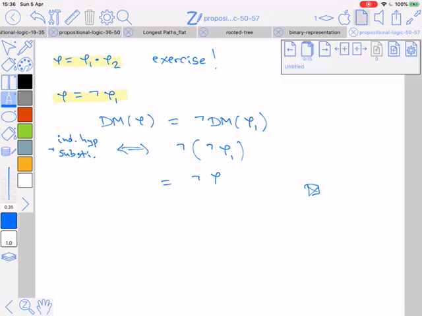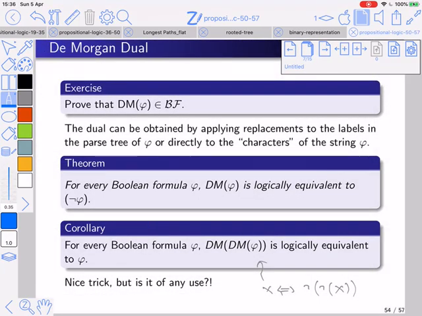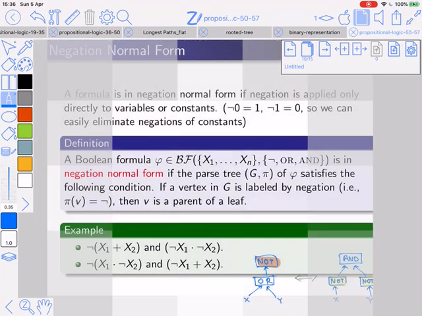This completes the proof of the theorem, and I have already argued why the corollary follows from the theorem, so we can move on.